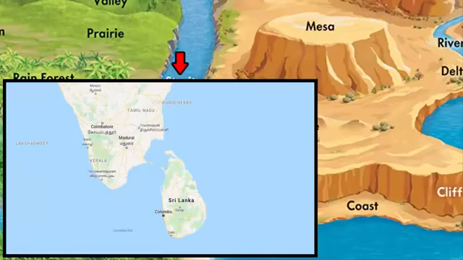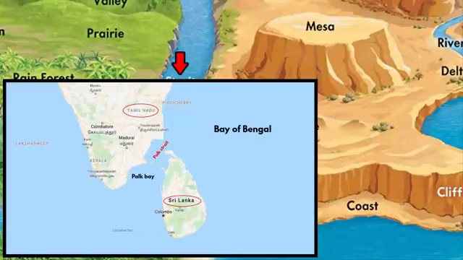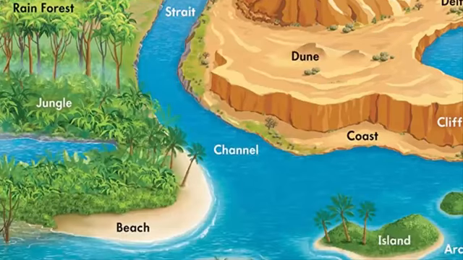In India, we have the Pak Strait, which is between the Indian state of Tamil Nadu and the island nation of Sri Lanka. It connects the Bay of Bengal in the northeast with Pak Bay in the southwest. The next one is channel. A channel is a wider waterway that passes between two neighboring landmasses.